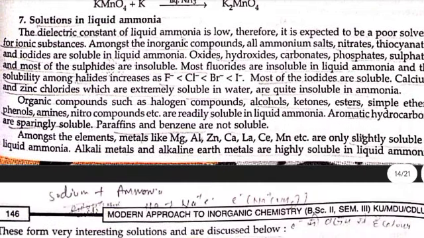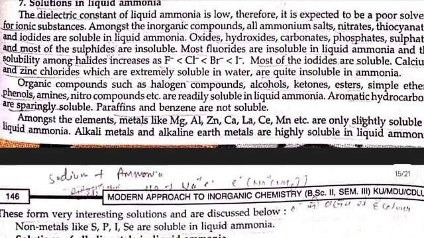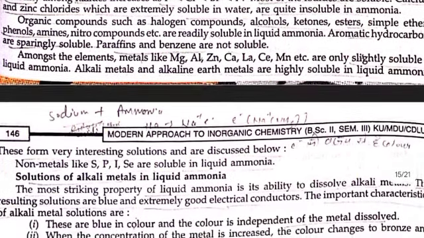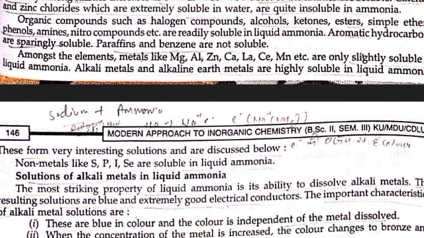Solutions in liquid ammonia. The dielectric constant of liquid ammonia is low, therefore it is expected to be a poor solvent for ionic substances. Amongst the inorganic compounds, all ammonium salts, nitrates, thiocyanates, and iodides are soluble in liquid ammonia. Oxides, hydroxides, carbonates, phosphates, sulfates, and most of the sulfides are insoluble. Most fluorides are insoluble in liquid ammonia, and the solubility among halides increases in the order fluorine, chlorine, bromine, iodine. Most of the iodides are soluble. Calcium and zinc chloride, which are extremely soluble in water, are quite insoluble in ammonia.